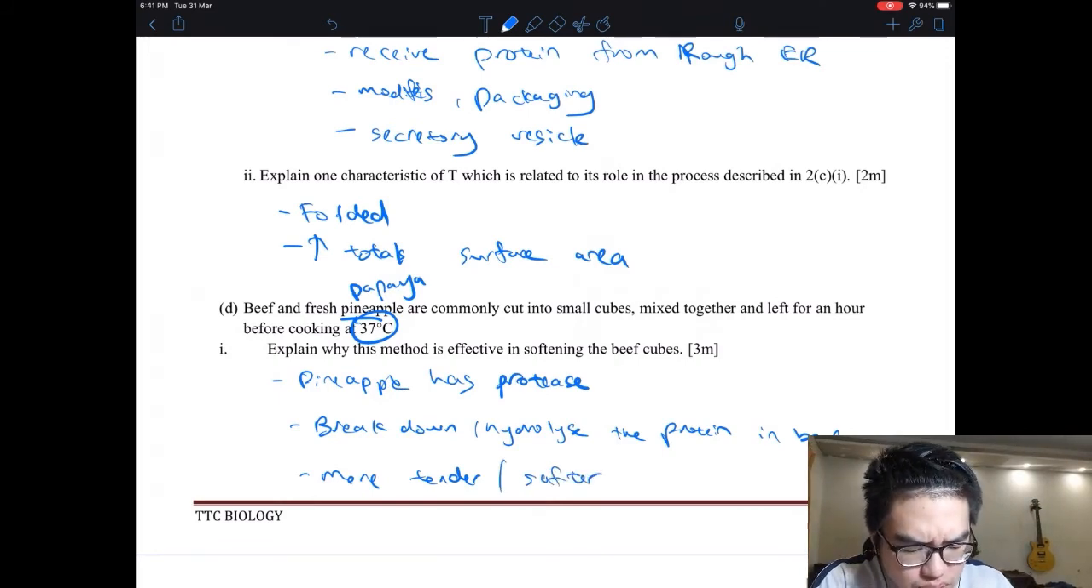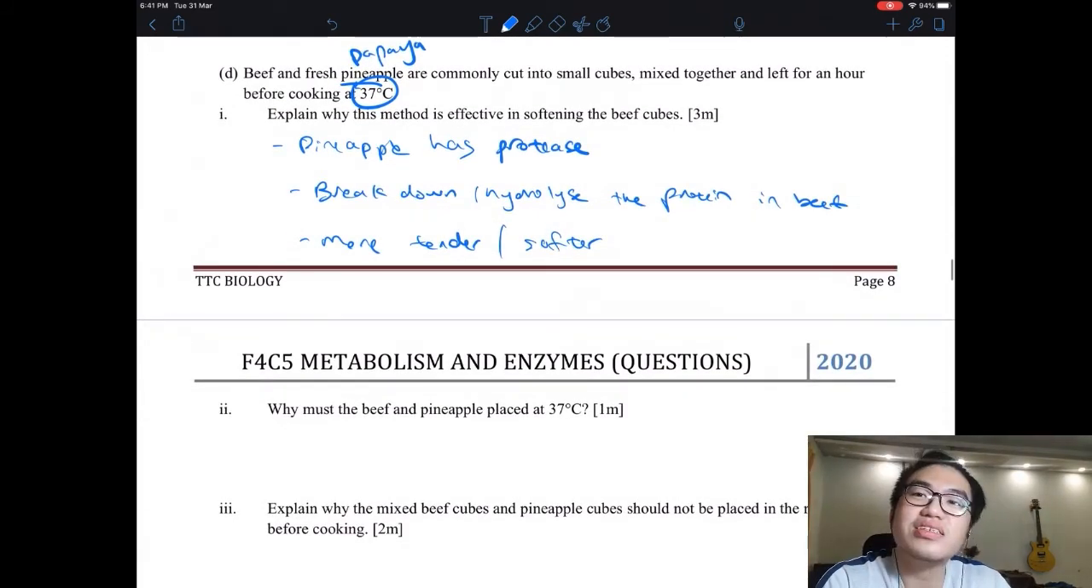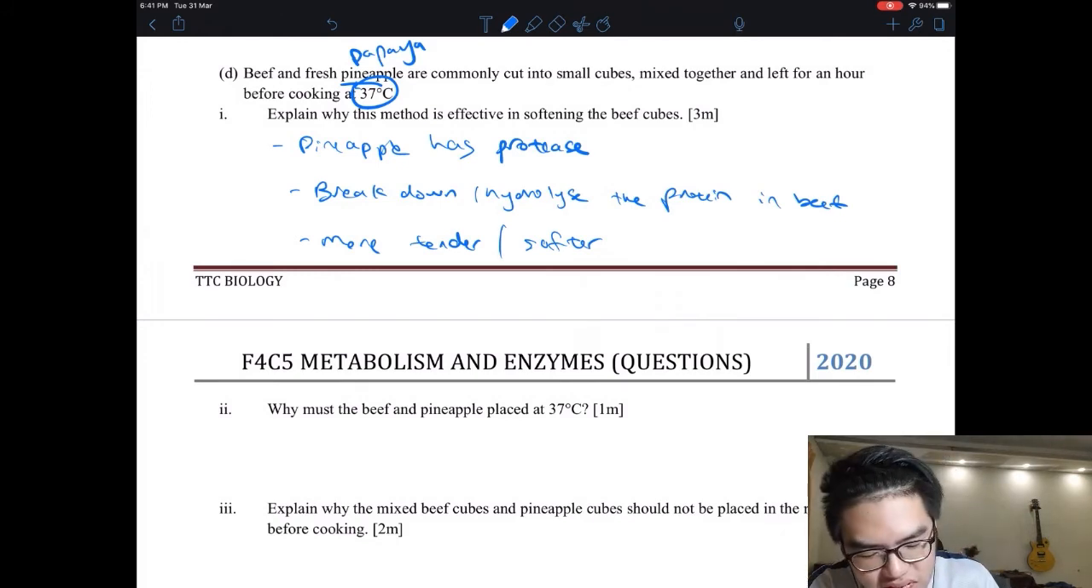Number 2, why must the beef and pineapple be placed at 37 degrees? Why 37? Because that's the optimum temperature for protease.